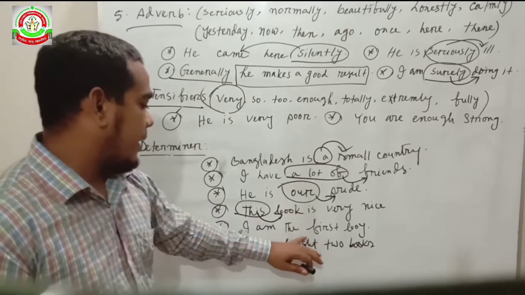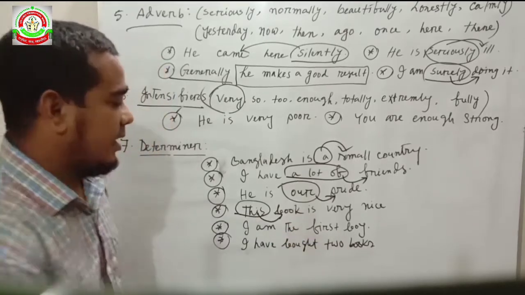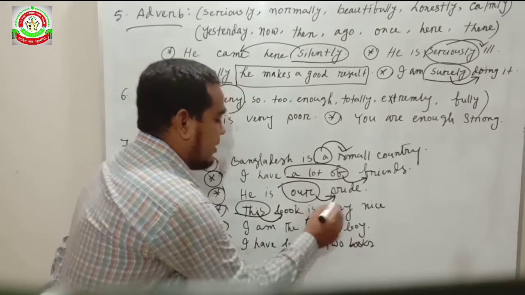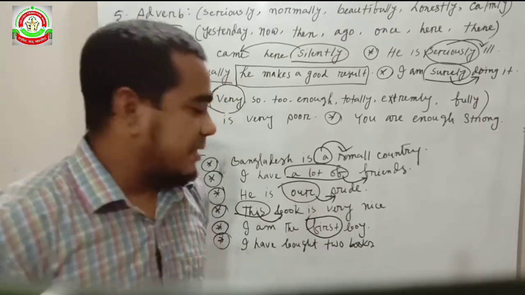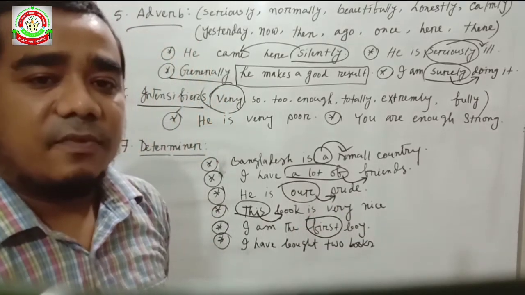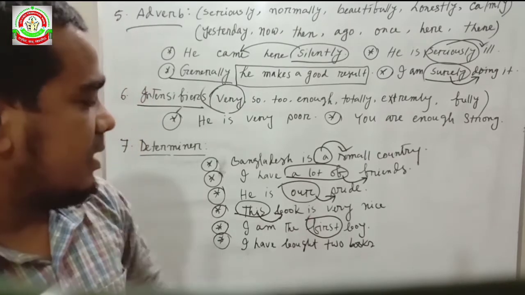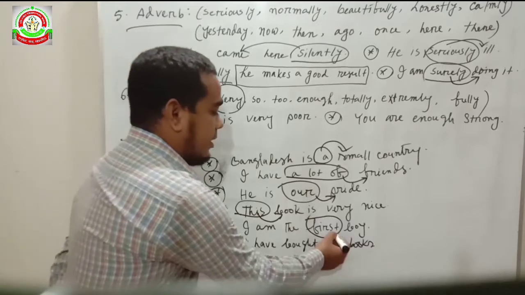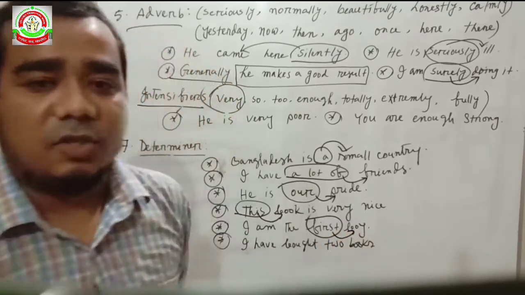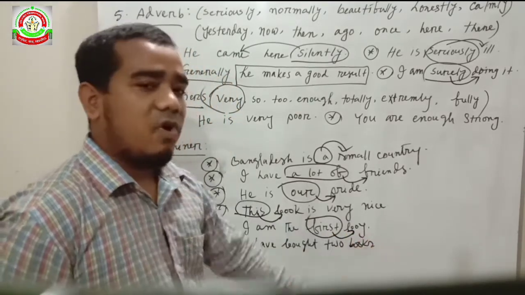I am the first boy. Here, first is a determiner. This is called a number: first, second, third, fourth, all these are determiners. This determiner pre-modifies the next noun, boy.